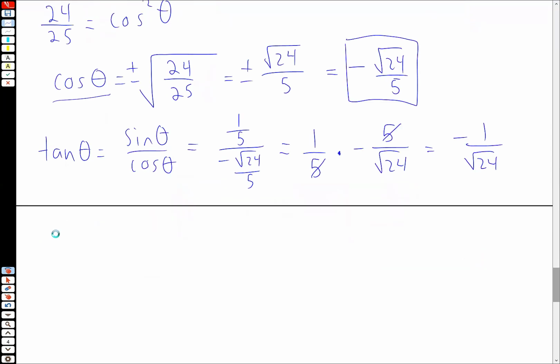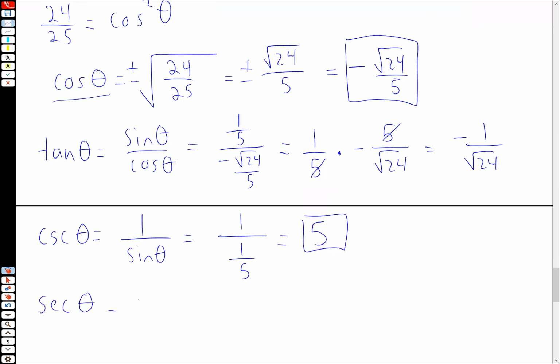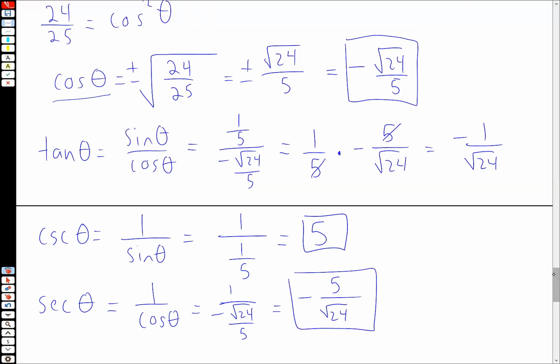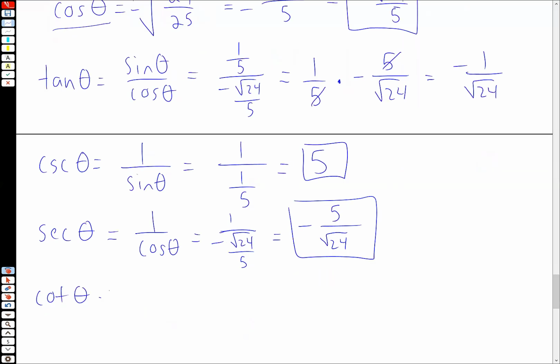Okay, if we want to figure out cosecant of theta, remember that's 1 over sine of theta. So 1 over 1 over 5, that's just 5. Secant of theta is 1 over cosine of theta. So 1 over negative square root 24 over 5. That becomes negative 5 over square root 24. And then cotangent, we could use that that's cosine over sine, but remember cotangent's also 1 over tangent, right? So just flip tangent, and you're going to get that cotangent of theta is negative square root 24.